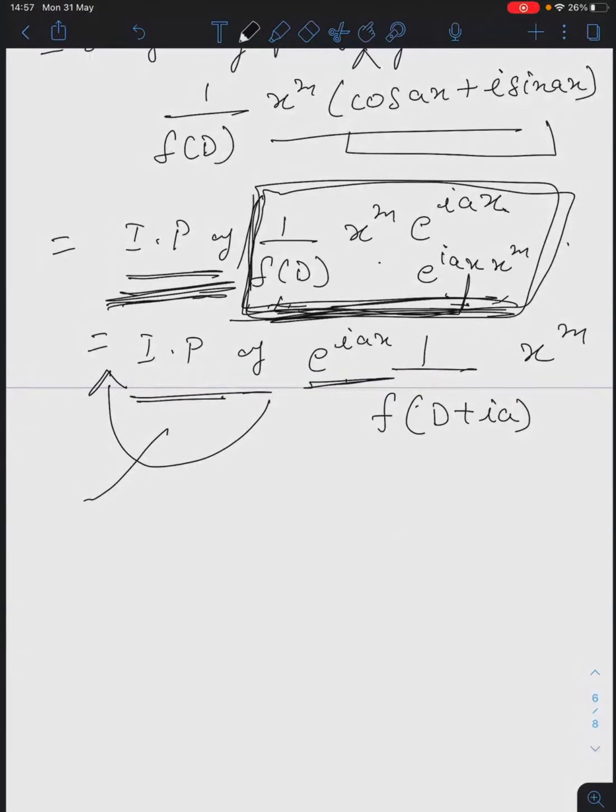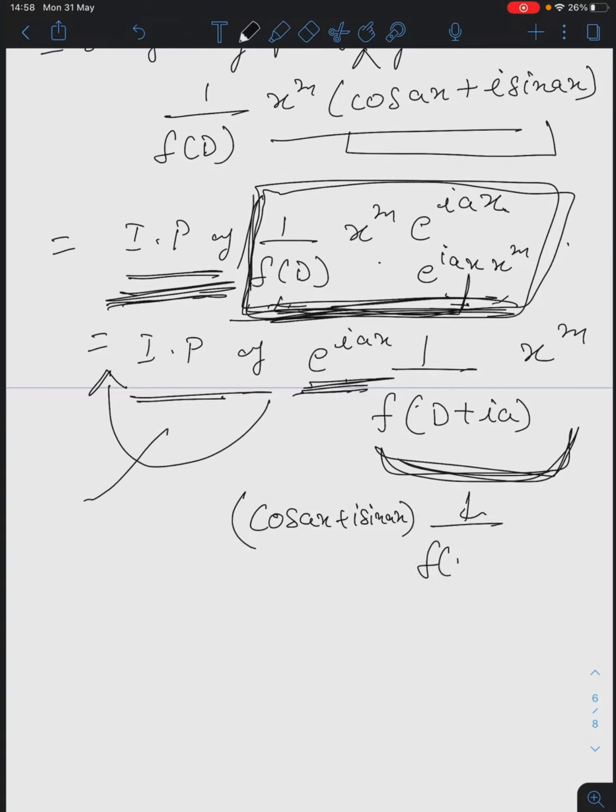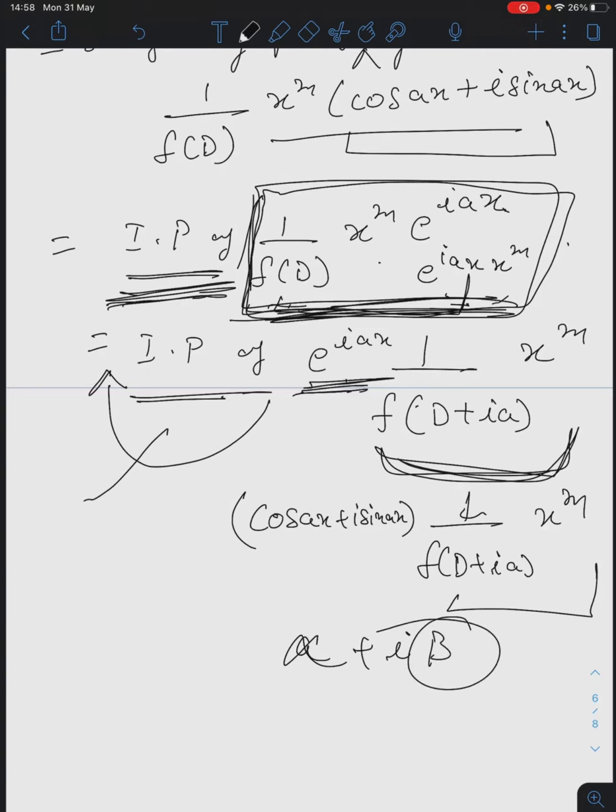Now to consider the imaginary part, what will you do? See, on simplifying this whole thing, you will get something. Now again, to get exactly the imaginary part, replace e to the power iax by cos ax plus i sin ax. And this will be 1 by f of D plus ia on x to the power n. So you simplify it, multiply it with cos ax plus i sin ax. Whatever result you get in terms of alpha plus i beta, beta is the result as your particular integral. Is it clear, all of you students? It's very easy. Yes, ma'am.